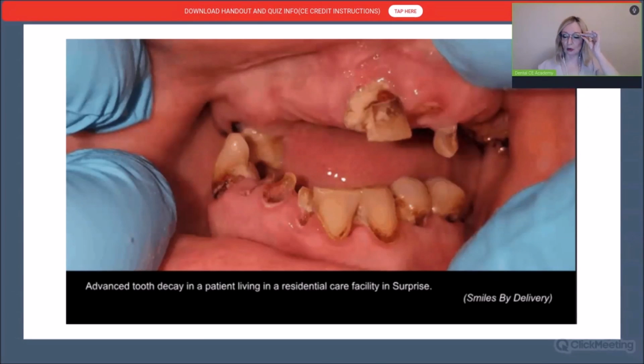This was actually one of my patients. And she entered a facility, a residential care facility in Surprise, Arizona, which happens to be in the news right now, but that's another story. She had all of her dentition.